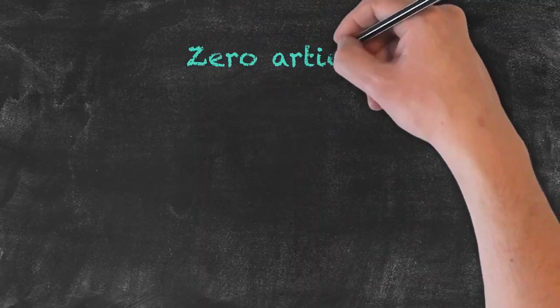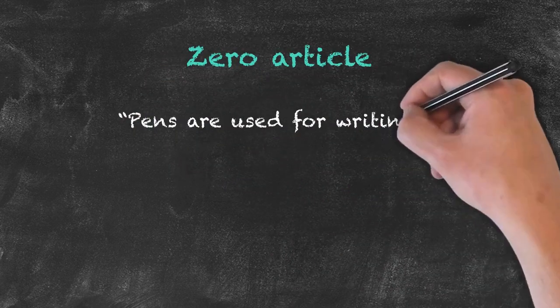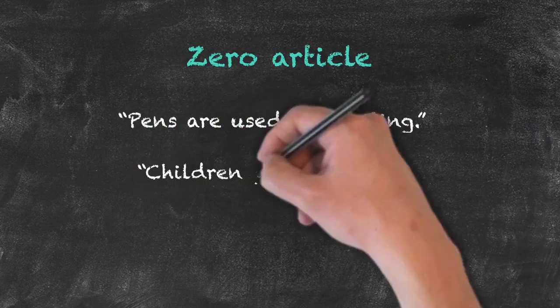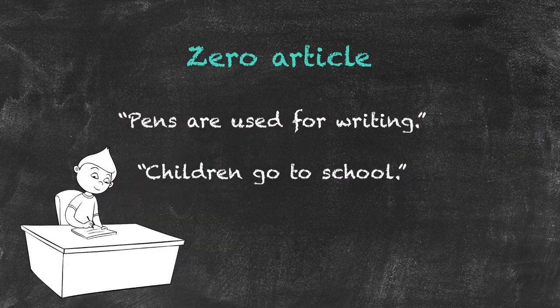With the zero article, we don't use an article at all. We use it to talk about things in general, or when we talk about all things together. So here, I would not use a or an, and I would simply say, pens are used for writing, or children go to school. When looking at our articles, we have to remember that they always precede nouns.